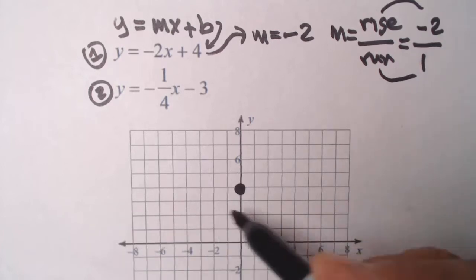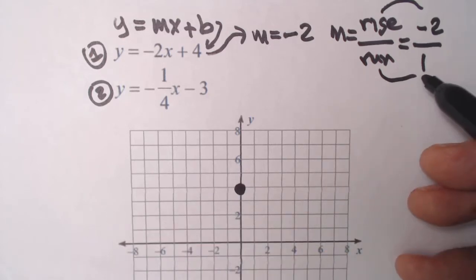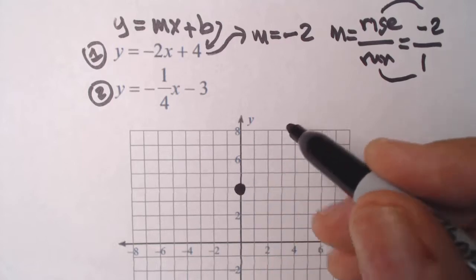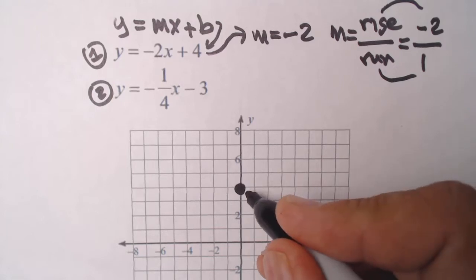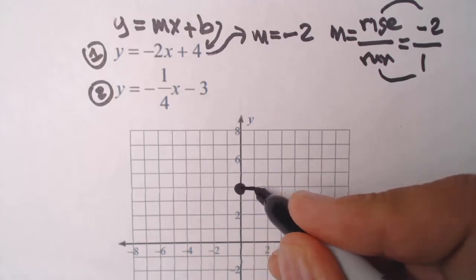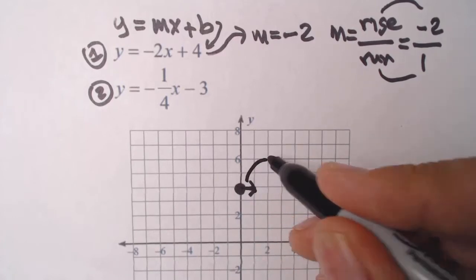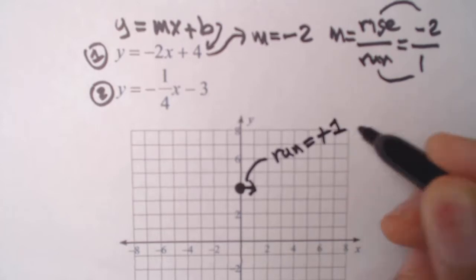Remember, I only run horizontally. So the run is in the x direction. And from our starting point right here, the y-intercept, which was +4, the run is going to be 1. So I go to the right one. This is where we use the arrows like this. So here it is. Run equals +1.